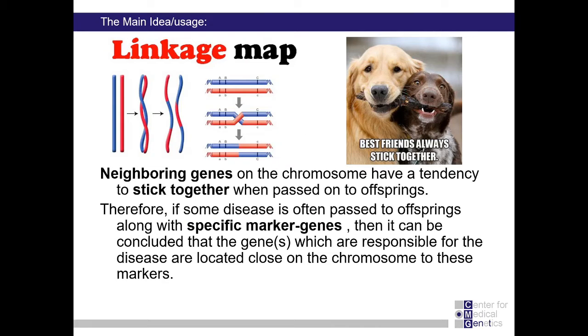So the main idea, neighboring genes on chromosome have a tendency to sit together and pass on to offspring. Therefore, if some disease is often passed to offspring along with specific marker genes, then it can be concluded that genes which are responsible for the disease are located close nearby on the chromosome to these markers.